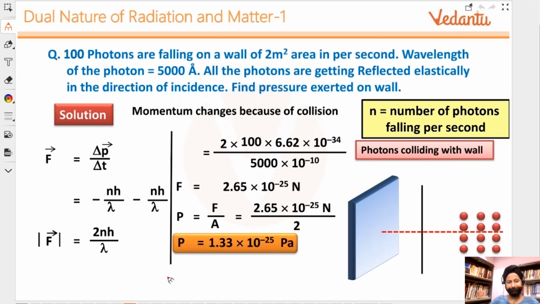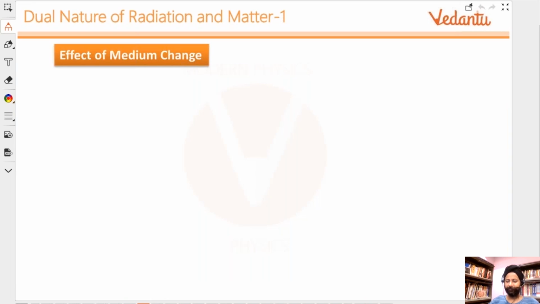Just look at this. And then you divide by the area. Sure. Effect of medium change. Medium change के लिए हमने yesterday we wrote that down.